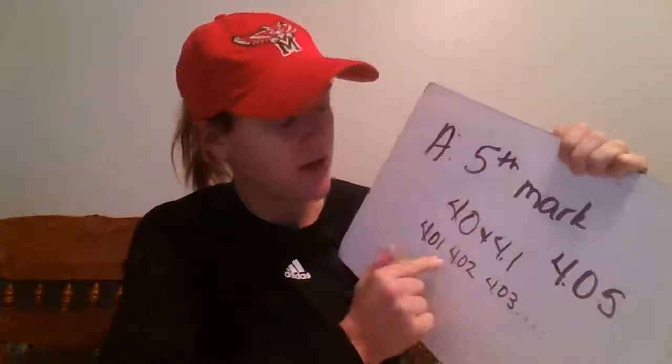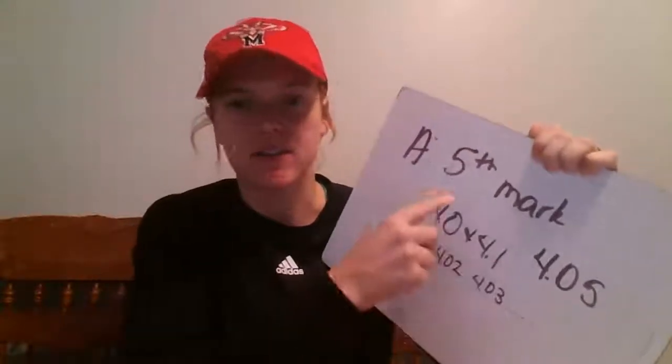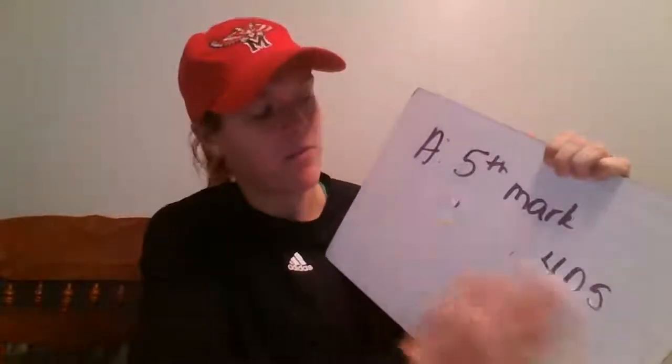Okay, so we left off saying that A is going to go all the way to 4.05, right? Because we're going to count 4.01, 4.02, 4.03, and so on. And since it's on the fifth mark, we're ending it at 4.05. Now let's look at B.